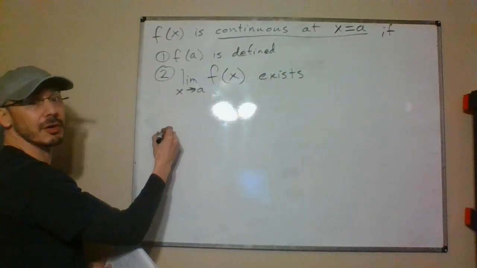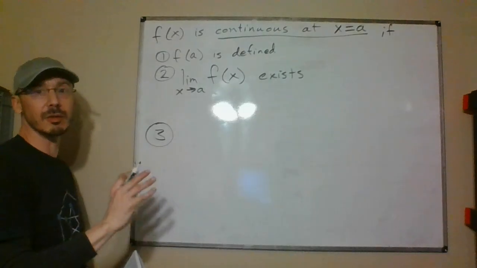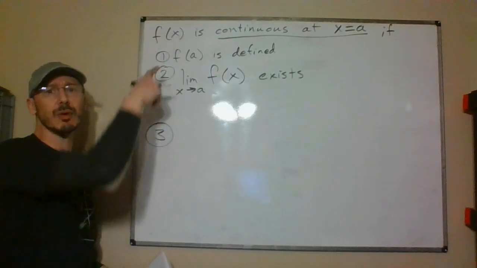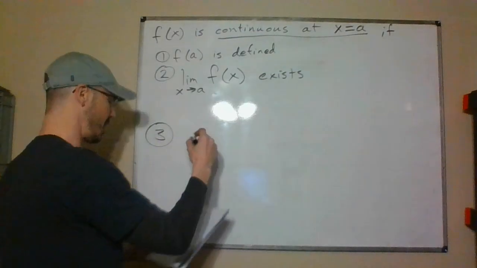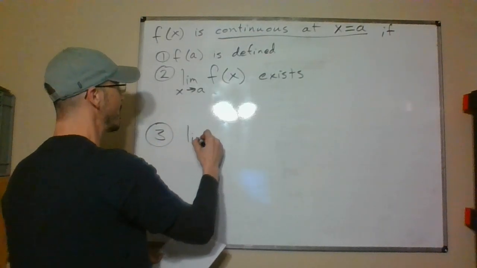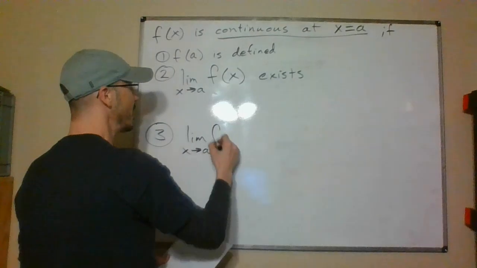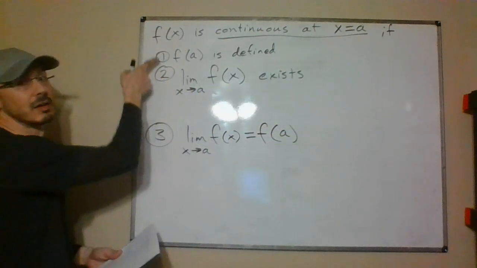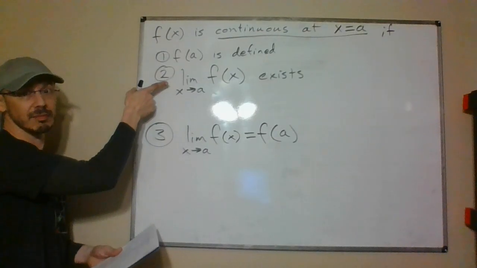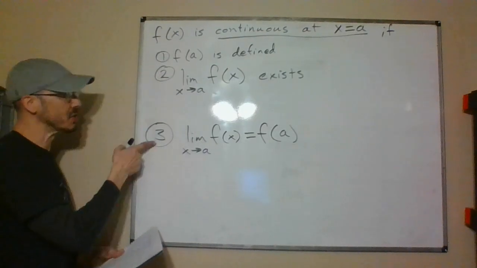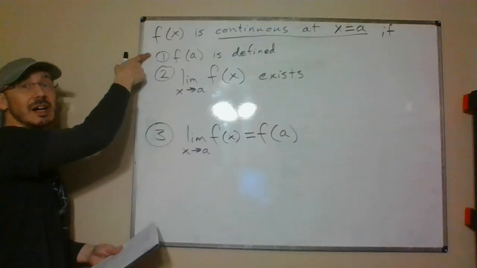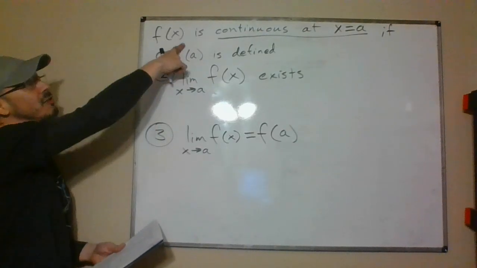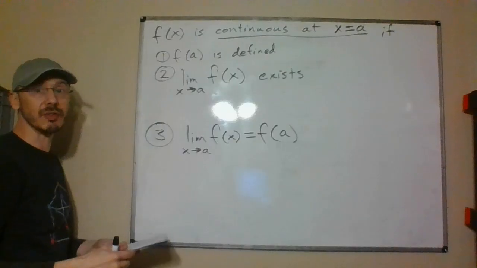But the third thing is the really significant condition, and it really makes these two look like, oh, well, if you got this, of course it is like that. The third condition is that the limit as x goes to a of f of x equals f of a. So this limit, of course it has to exist, but it also has to equal the defined value at a. And that's what it means for f of x to be continuous at the x value of a.